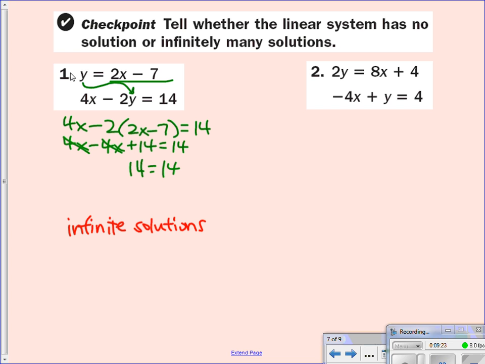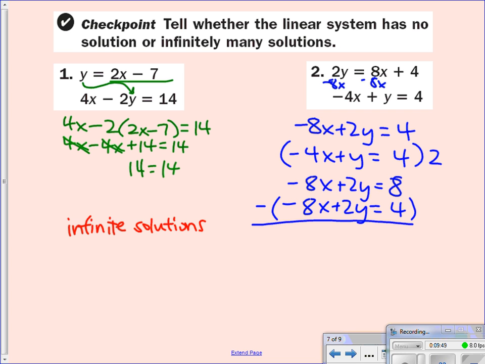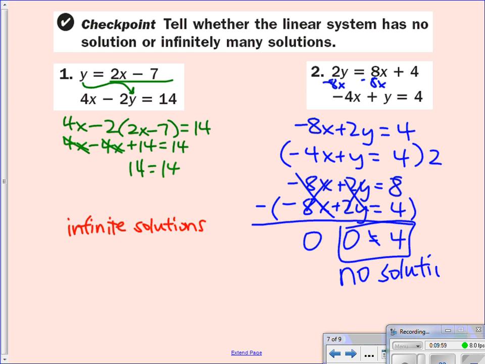And this here, if you want to do the elimination method, let's get the x and y together. Plus 2y equals 4. Plus y equals 4. Remember, they have to be equal. So what if we had negative 8x plus 2y equals 8? And if I subtract these because they're the same coefficient, that cancels these out, and I'm left with 4. 0 does not equal 4. This is no solution.